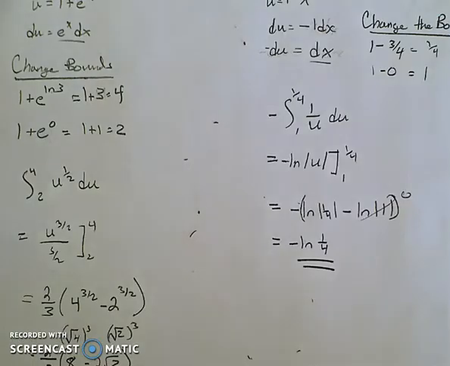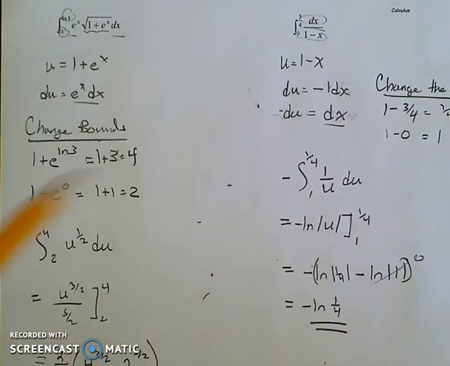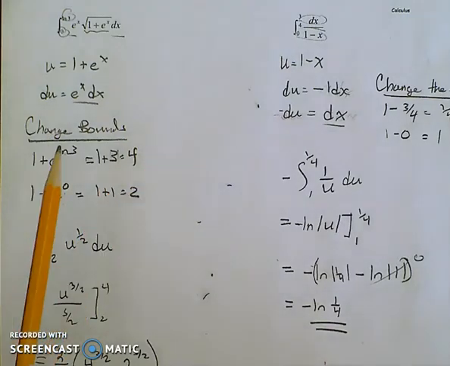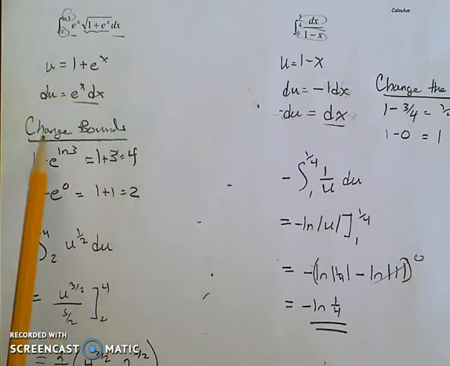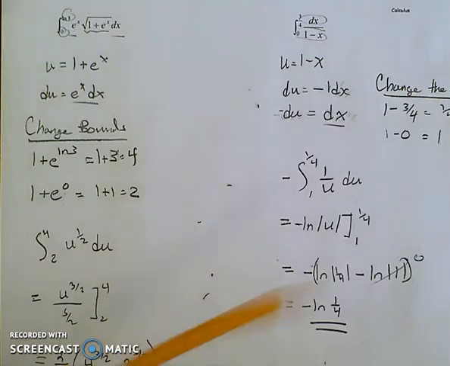To recap, to do any u sub definite integrals, always find u and du. We didn't change anything there. The one thing that changes from regular and definite u sub is we have to change the bounds. Once you change the bounds, solving for a definite integral stays exactly how you would expect it to.